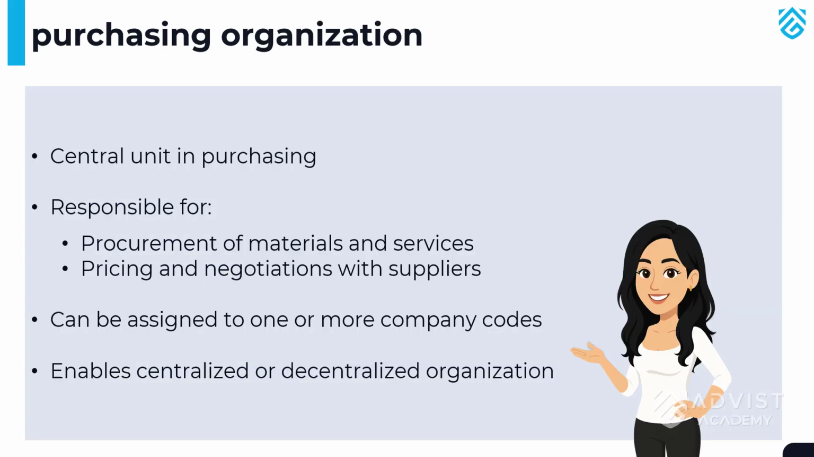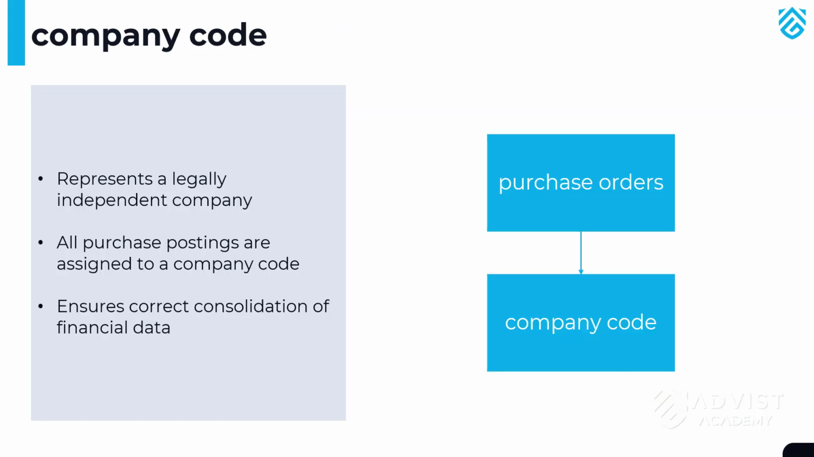The purchasing organization is the central unit in purchasing. It is responsible for the procurement of materials and services, pricing, and negotiations with suppliers. A purchasing organization can be assigned to one or more company codes, depending on whether purchasing is organized centrally or decentrally. The company code represents a legally independent company within the SAP system.